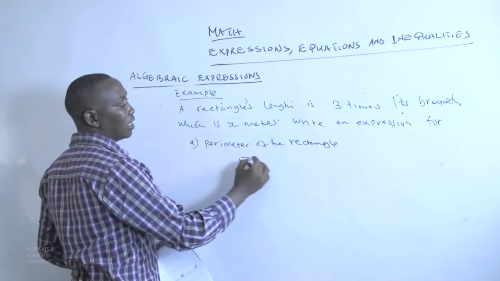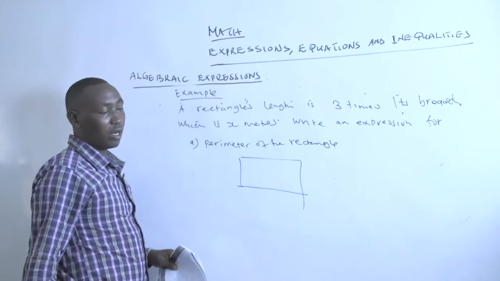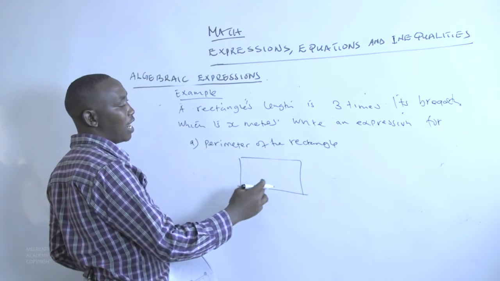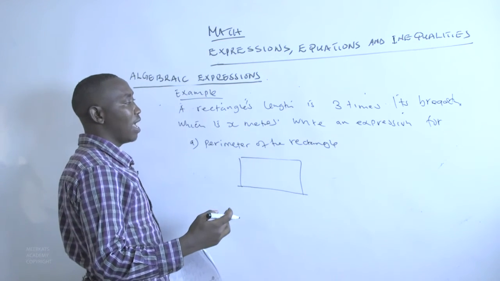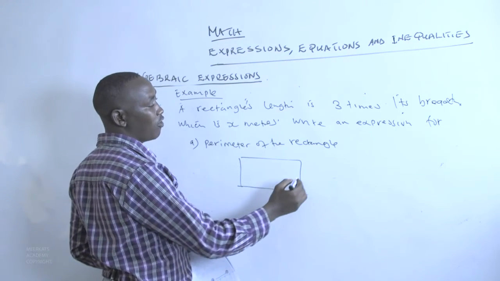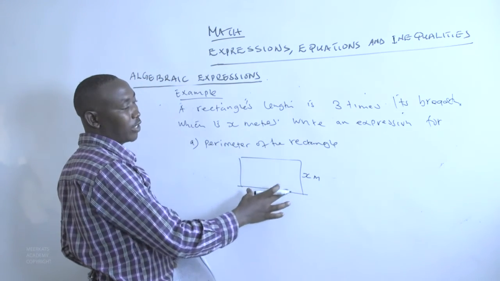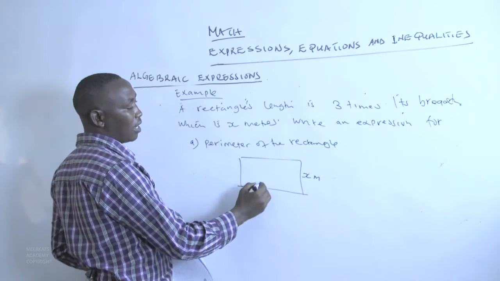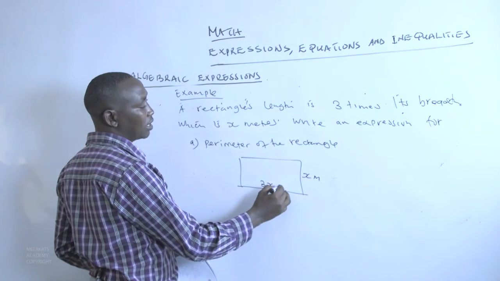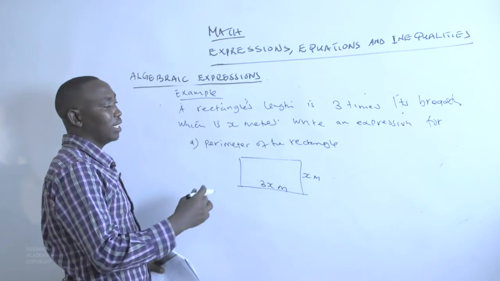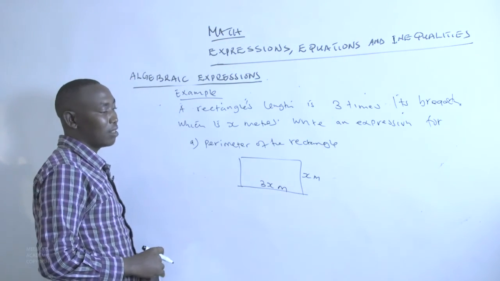Now, given that this is our rectangle, we have been told that the length is 3 times the breadth, and the breadth we have been told is x meters. That means that our length is going to be 3 times that breadth, and therefore the length will be 3x meters. That is 3 times the breadth.